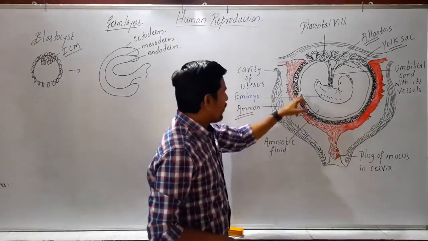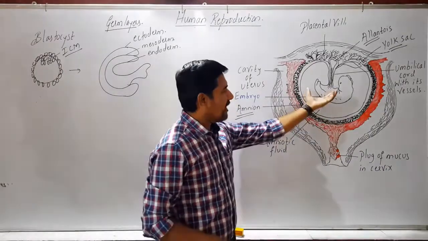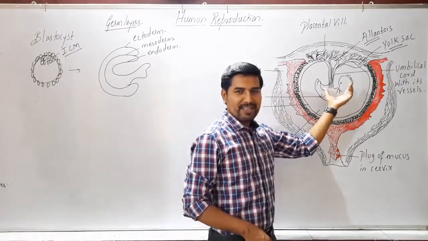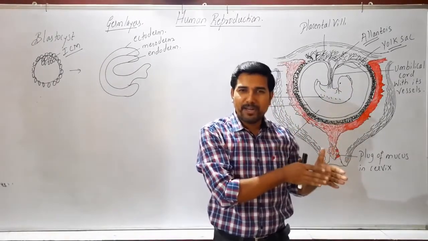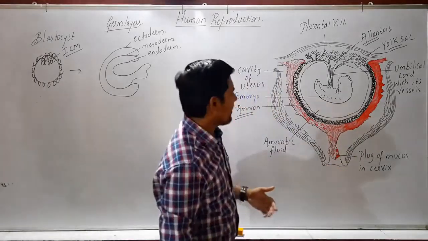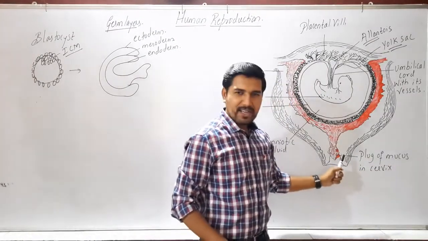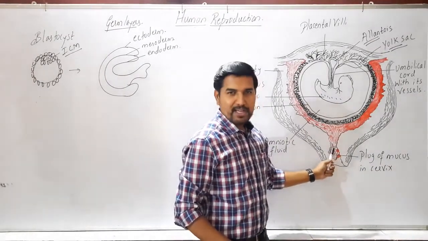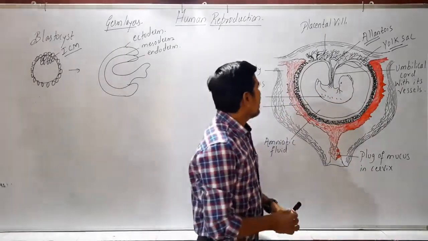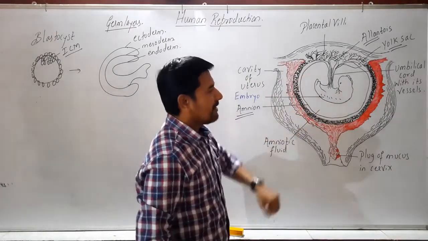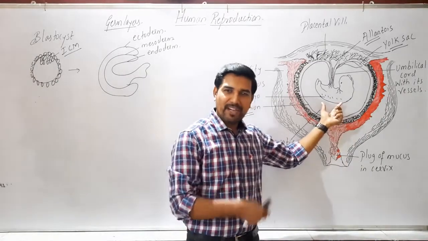Then here we have the amnion layer, a protective layer, and the fluid is amniotic fluid, in which the developing fetus, or we call it an embryo, is floating. The embryo develops into the fetus. The fetus gets completely developed into a baby, which takes birth later. And this is the cervix region, which has a plug of mucus so that it prevents jerks to the embryo. So this is the explanation of the human uterus, where the embryo and the fetus are growing.